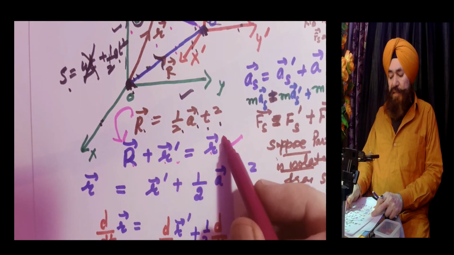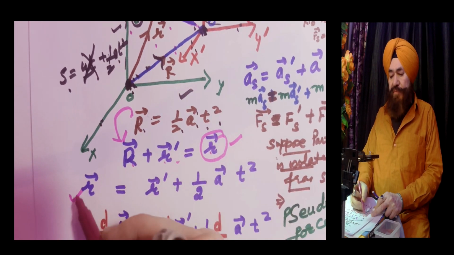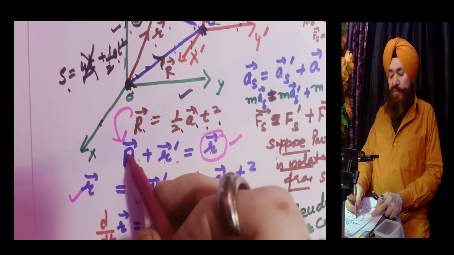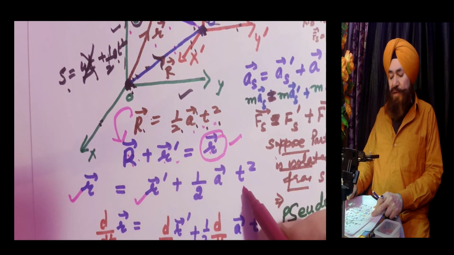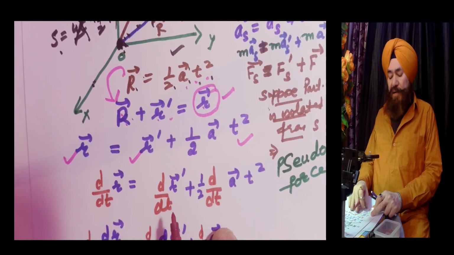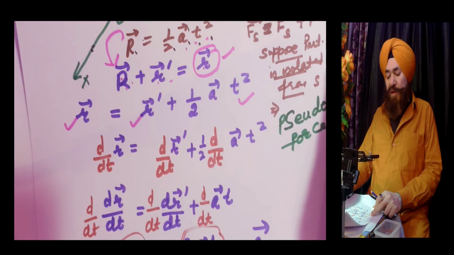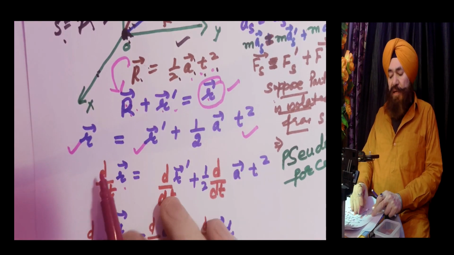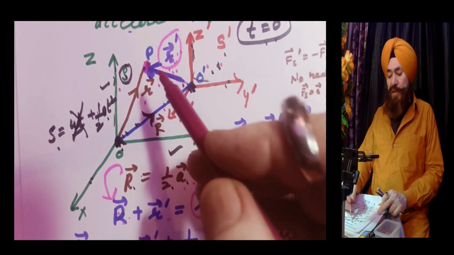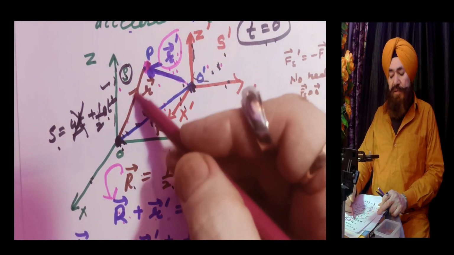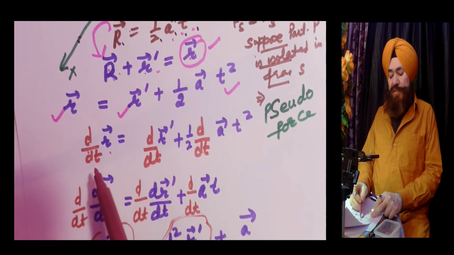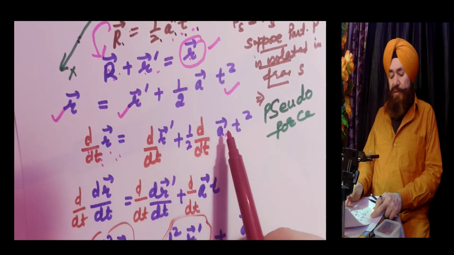Okay. And this R vector becomes R dash vector, and instead of capital R, I am writing half at square. Now differentiating both sides, d by dt. When we are differentiating, it is clear this particle is moving, because R is changing with time. So when I am differentiating, it means the particle is moving.